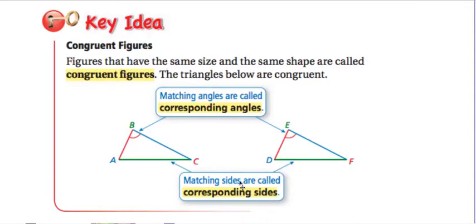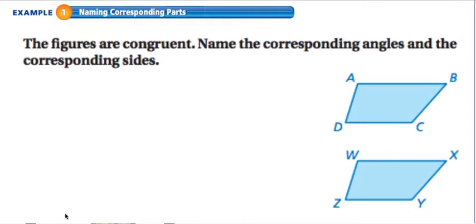Corresponding sides are the sides that are going to match up. For example, segment AC corresponds with segment DE. Segment BA corresponds with segment ED. And segment BC corresponds with segment EF. And because all of these corresponding angles are congruent and all of the corresponding side lengths are congruent, that's what makes the two triangles congruent. So they're exactly the same.